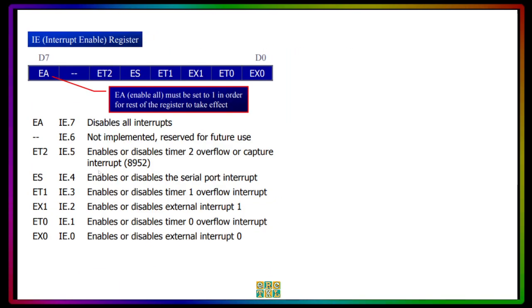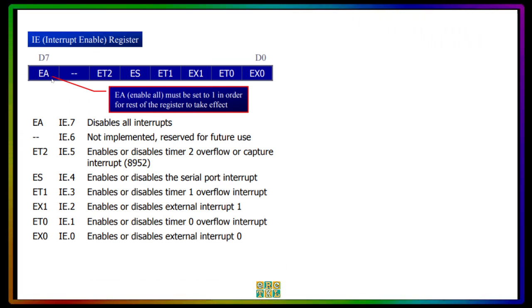Now, this is the representation of the interrupt enable register. We have data 0 up to data 7, or D0 up to D7, so we have 8 bits that we can put in the IE or interrupt enable register. We have the EA, or enable all, which must be set to 1 in order for the rest of the register to take effect. So what we mean here is that EA must be equal to 1 before you can use any of the 6 interrupts here.